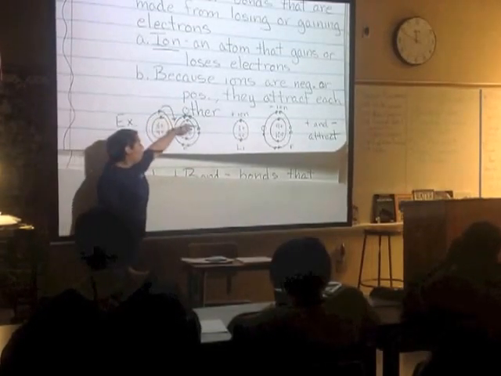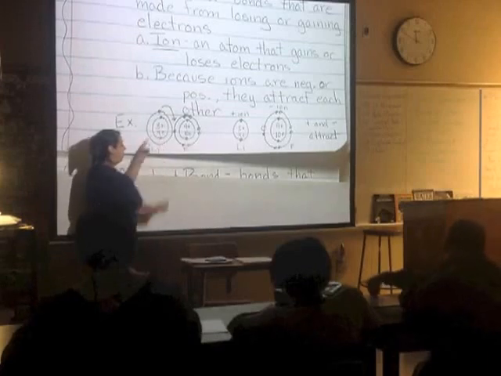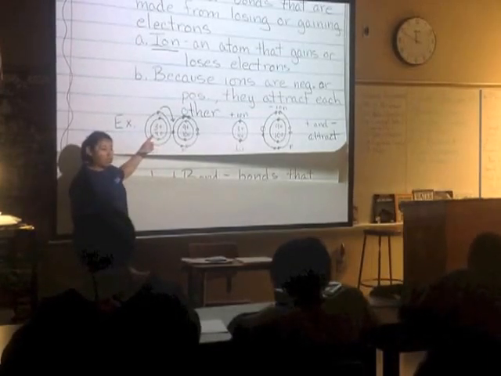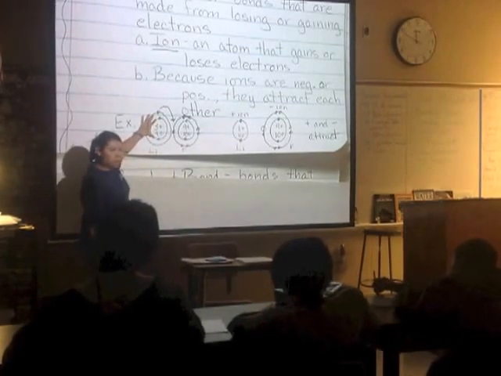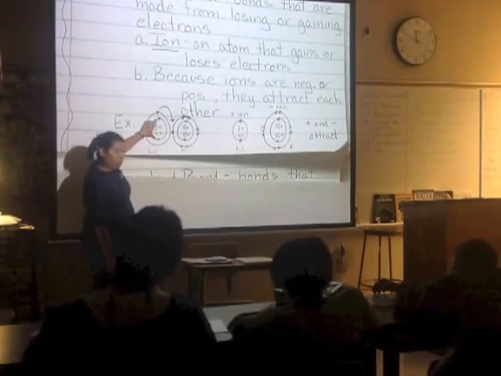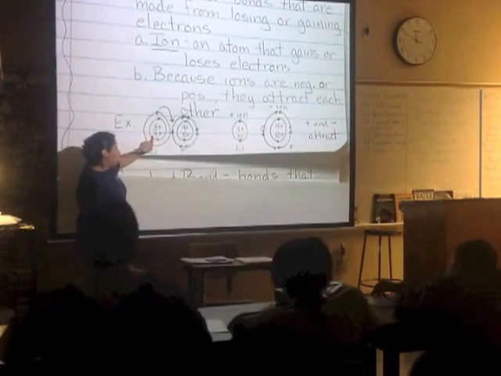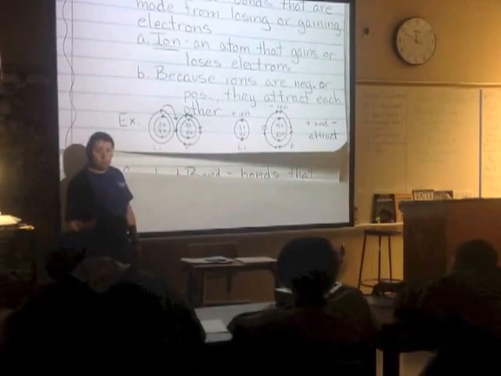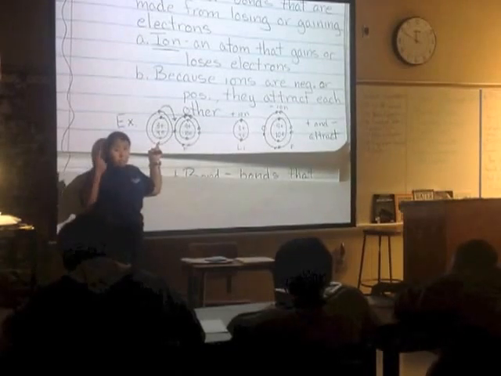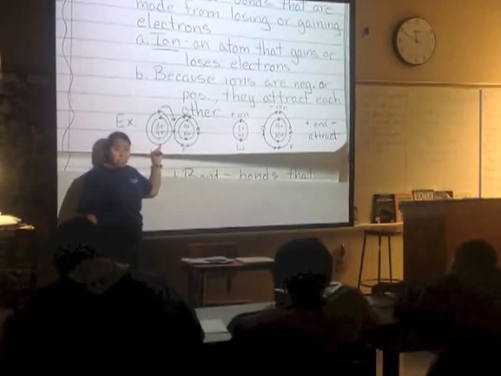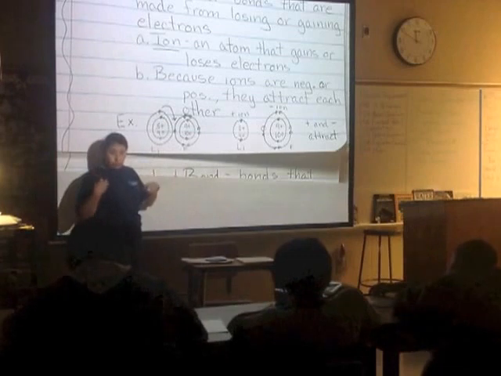Or it could lose 1 electron, and then if it only has 1 energy level, how many electrons can I put on that first energy level? 2. So it would have 2, right? So would this energy level be full? Yes. So even though it doesn't have 8, because it only has 1 energy level and it's full, it would be considered a stable atom if it lost 1.